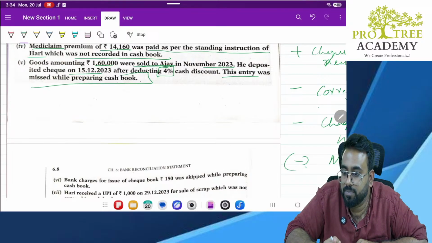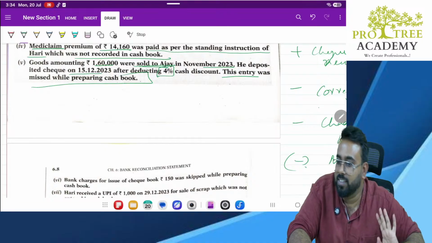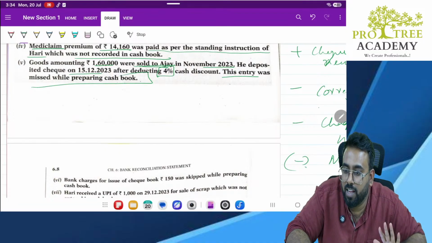That means what? Bank ಅಲ್ಲಿ record ಮಾಡಿದ್ದಾರೆ, cash book ಅಲ್ಲಿ record ಮಾಡಿಲ್ಲ. So ಈ cash book ಅಲ್ಲೂ record ಮಾಡಬೇಕಾ ಮಾಡಬಾರ್ದಾ? ಮಾಡಬೇಕು.